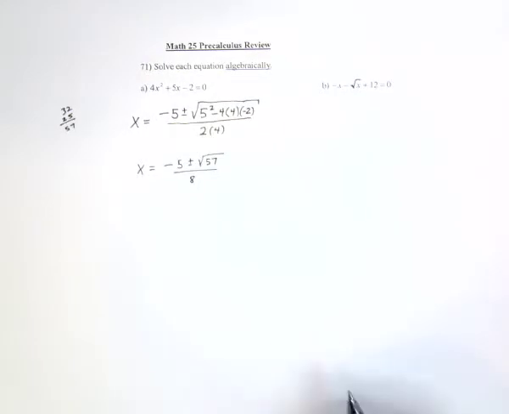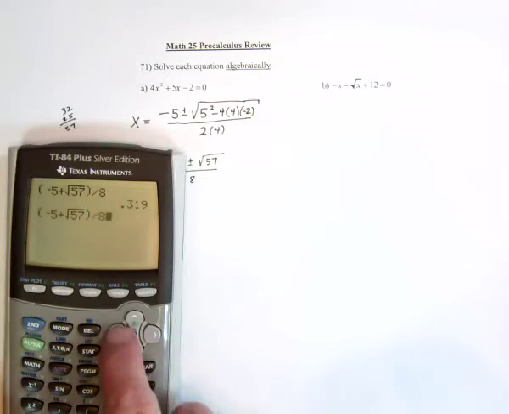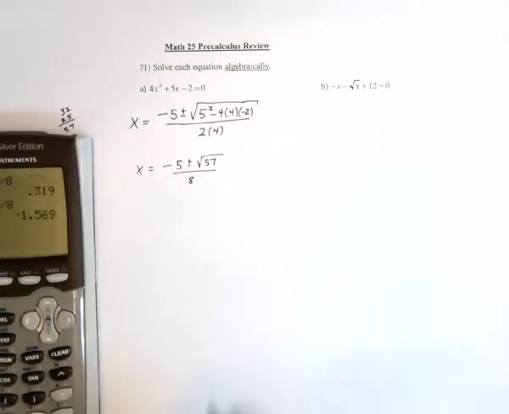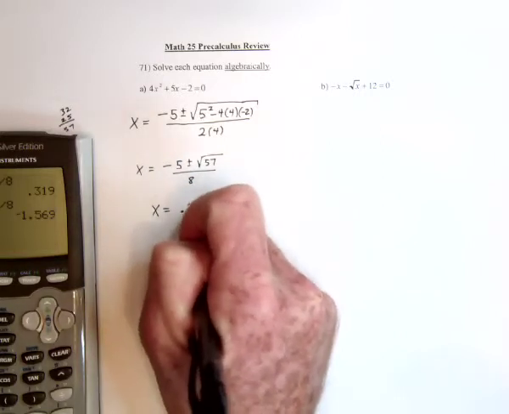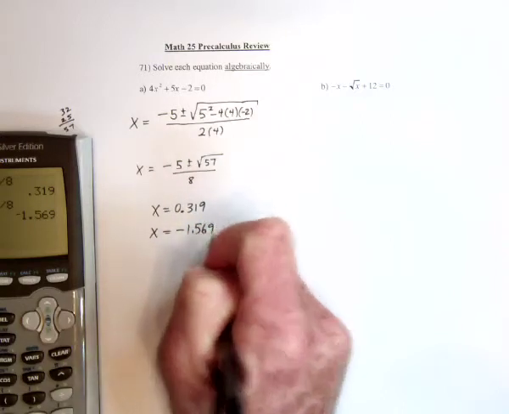So with a 57, there's no perfect squares that can be factored out, so technically we could be finished right now, or if we wanted to get decimal answers, we could use negative 5 plus the square root of 57, and then that's divided by 8. Do the same thing with subtraction in between. So a 0.319 or negative 1.569 in decimal form.